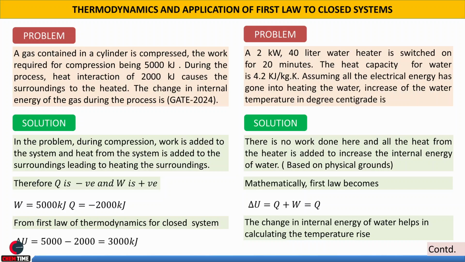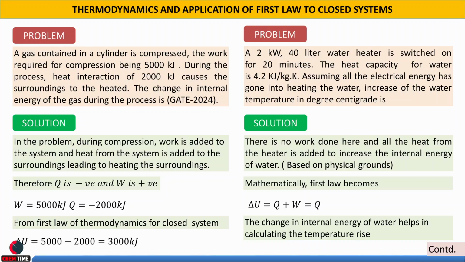These are the problems we have taken. The first problem: a gas contained in a cylinder is compressed. The work required for compression is 5000 kilojoules. During the process, a heat interaction of 2000 kilojoules causes the surroundings to be heated. Find the change in internal energy of the gas during the process. This is given in GATE 2024 for mechanical engineering students.